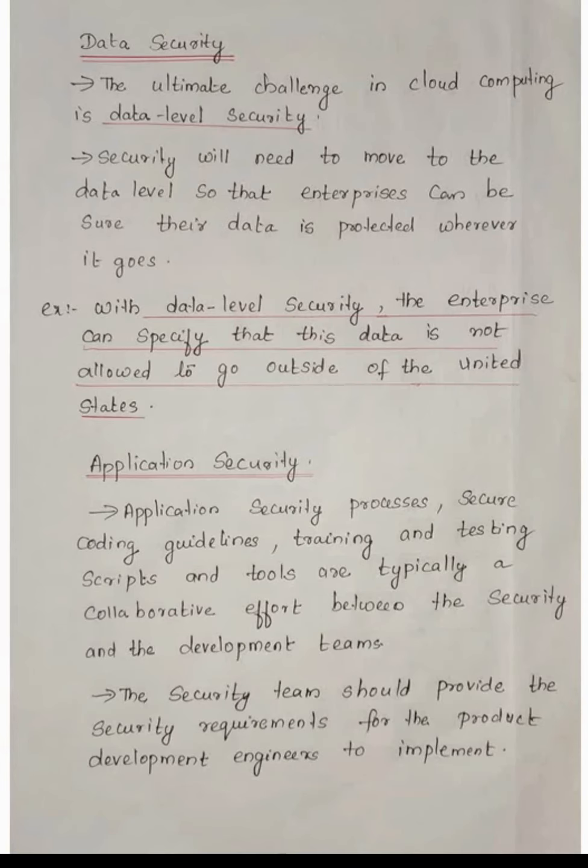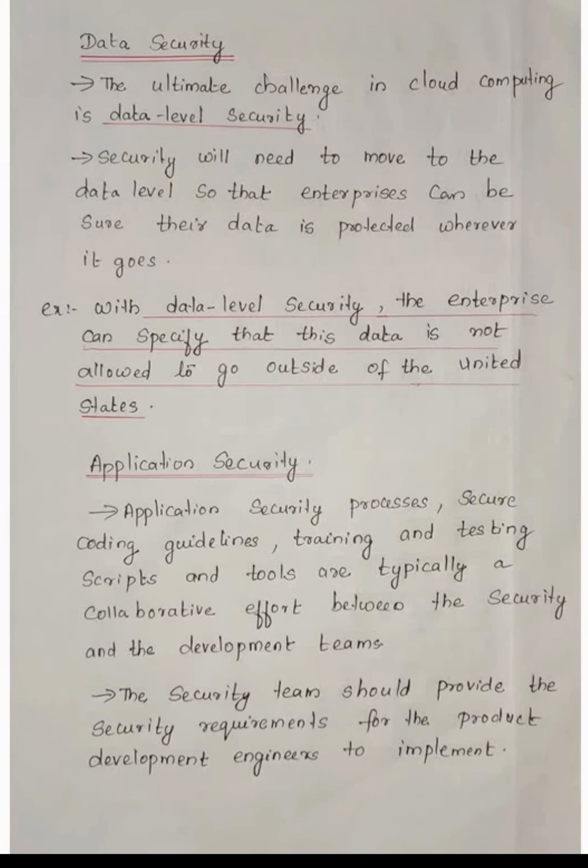Data security. The ultimate challenge in cloud computing is data level security. For example, with data level security, the enterprise can specify that the data is not allowed to go outside of the United States, and we can choose the boundary that our data will not go beyond.